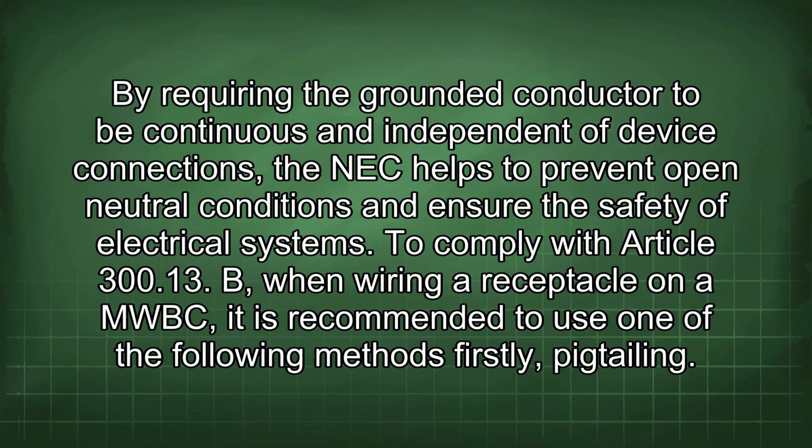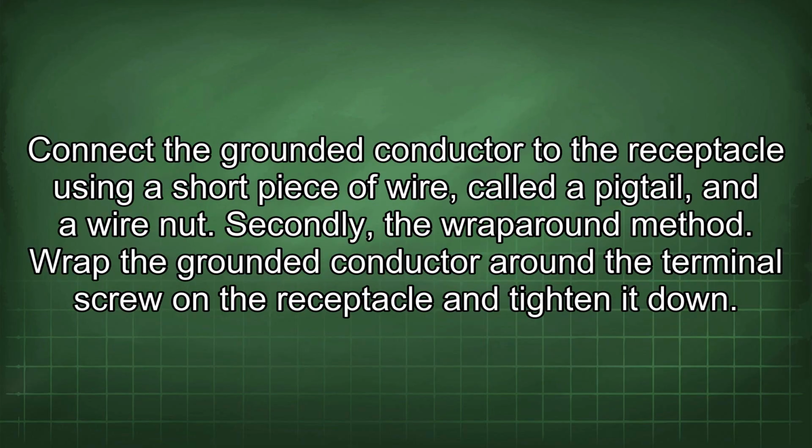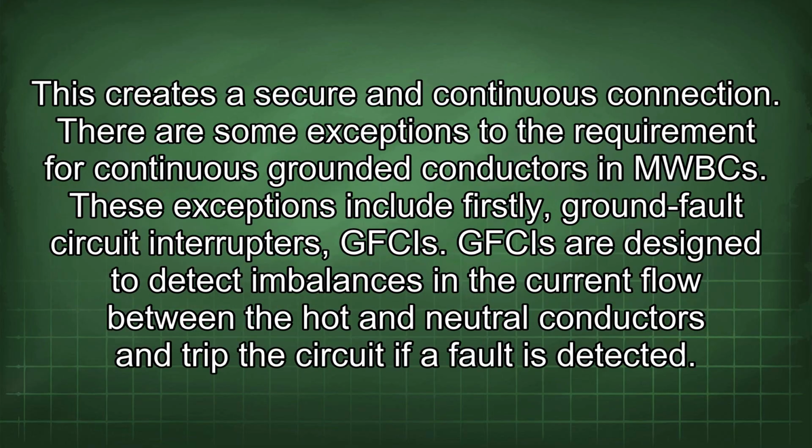When wiring a receptacle on an MWBC, it is recommended to use one of the following methods. Firstly, pigtailing. Connect the grounded conductor to the receptacle using a short piece of wire, called a pigtail, and a wire nut. Secondly, the wraparound method. Wrap the grounded conductor around the terminal screw on the receptacle and tighten it down. This creates a secure and continuous connection.